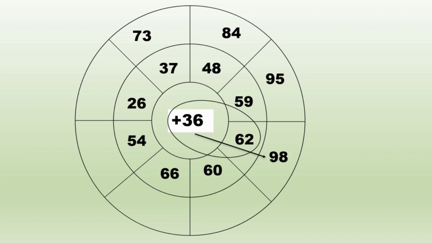Number 98 is here. Now add the rest of the numbers in the same way as we have done in this exercise. You will add 36 and 60. Then you will add 36 and 66. Then you will add 36 and 54. And at last you will add 26 and 36. And you will write the answers in the boxes.